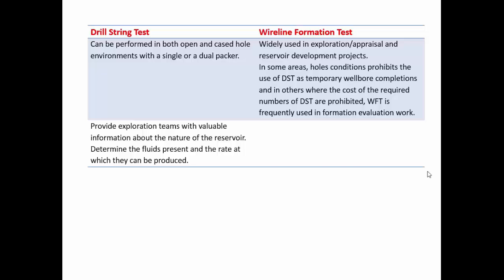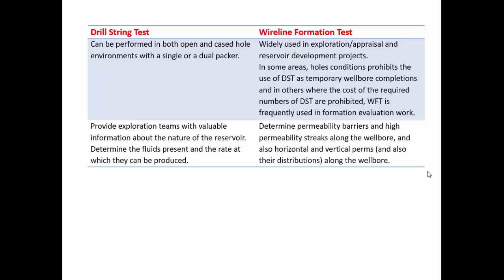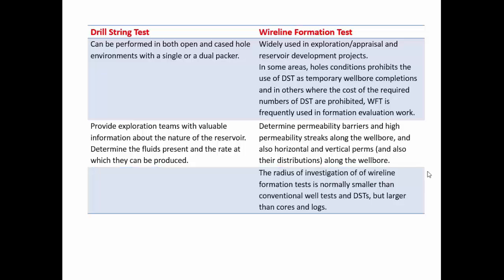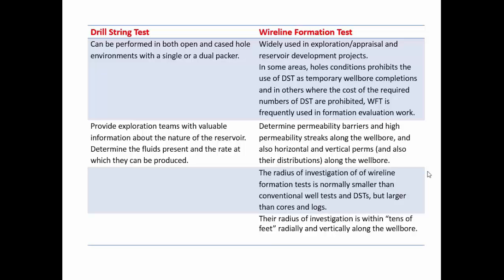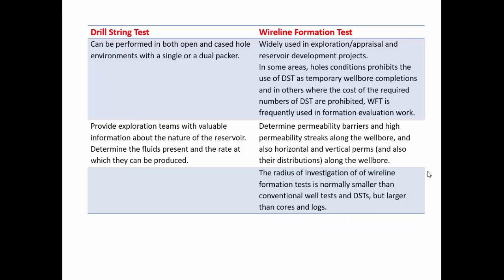Wireline formation tests determine permeability barriers and high permeability streaks along the wellbore and also horizontal and vertical permeability along the wellbore. The radius of investigation of wireline formation tests is normally smaller than conventional well tests and drill string tests, but larger than cores and logs. Their radius of investigation is within tens of feet radially and vertically along the wellbore.